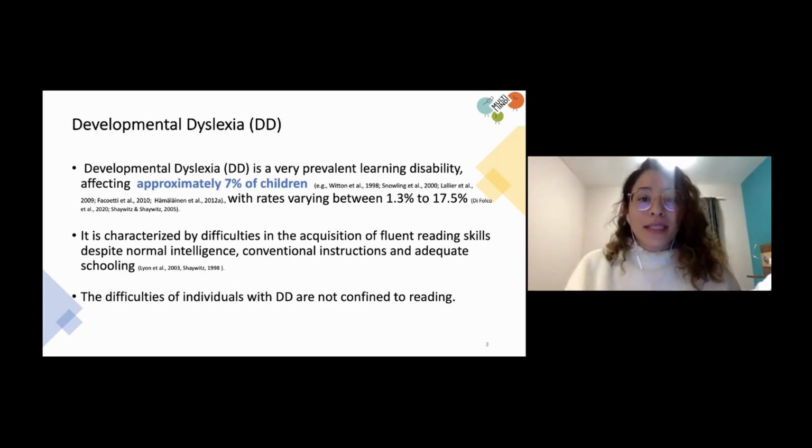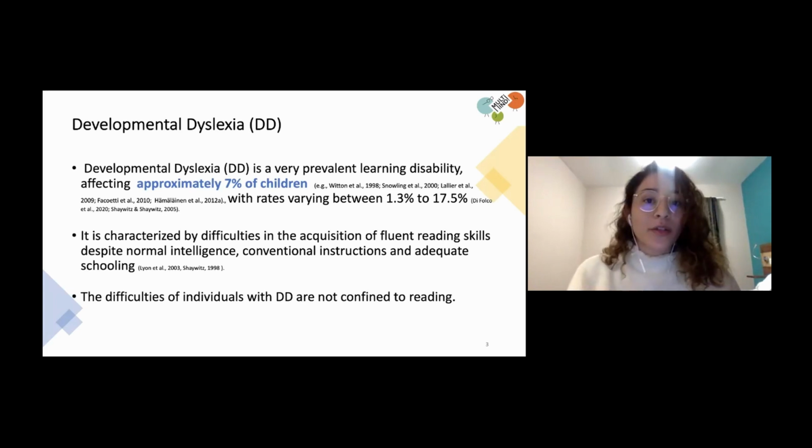So developmental dyslexia is a very common learning disorder. It affects approximately 7% of children, and that is approximately 1 in 14 children. Although the prevalence rates of dyslexia seem to vary from one study to another according to the definition and criteria that are used to define dyslexia across the different studies.